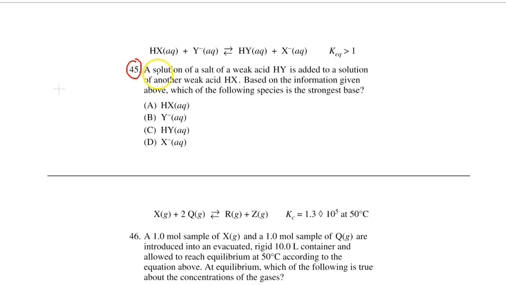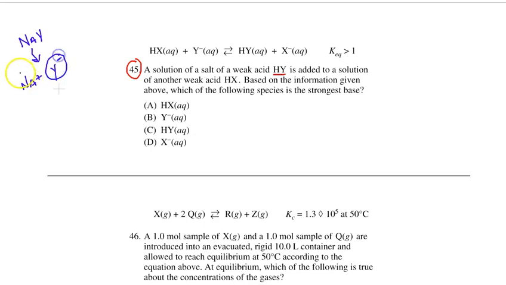The wording here is a little bit confusing if you're not used to it, so I really would suggest you just look at the reaction. But a solution of a salt of a weak acid HY. So the salt of a weak acid, well, acids plus bases equals salt and water, but if you have a salt of the weak acid HY, my understanding of that would mean that you had like sodium, whatever the conjugate base is, Y, and you add that to water, it breaks apart into Na plus and Y negative.